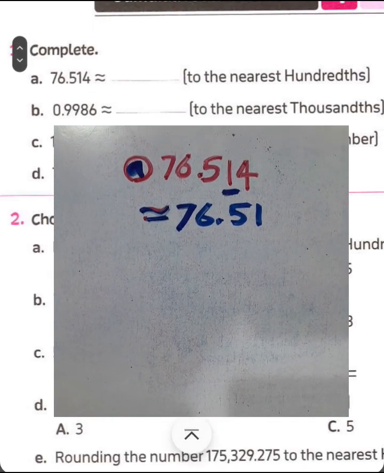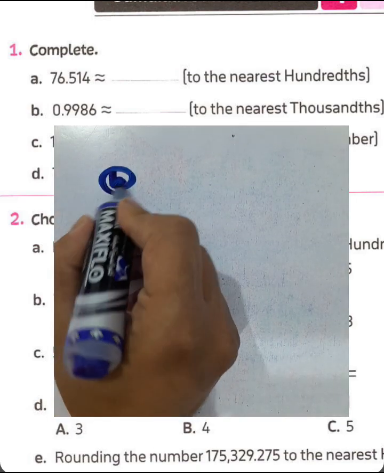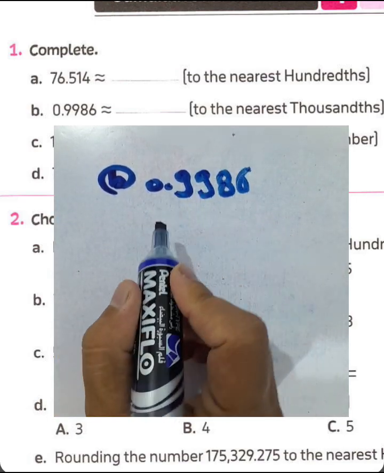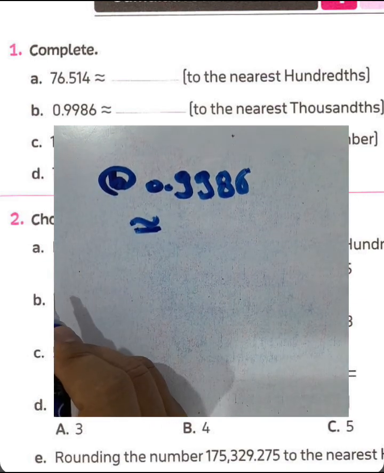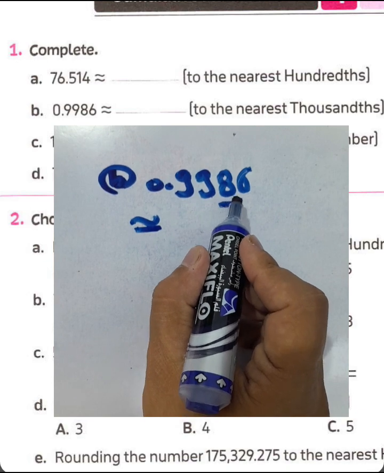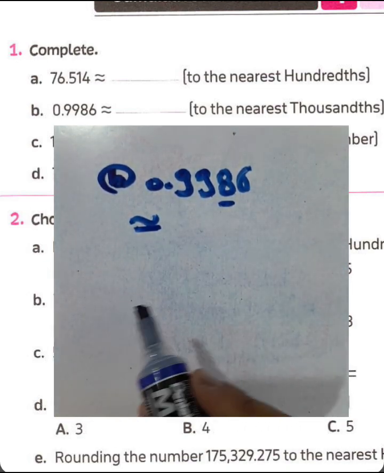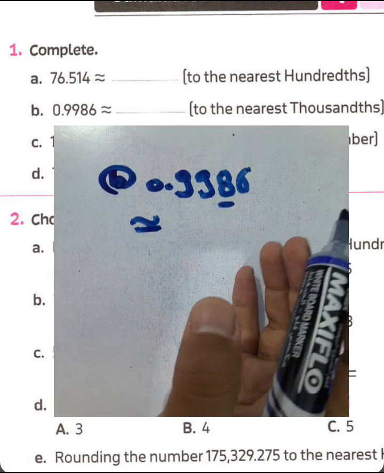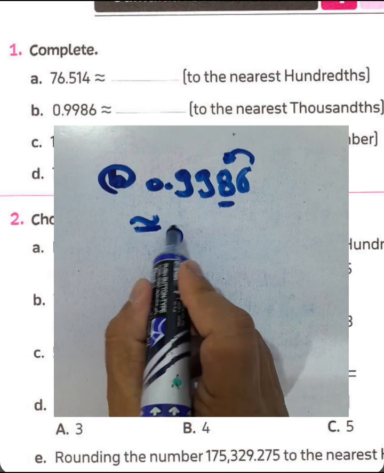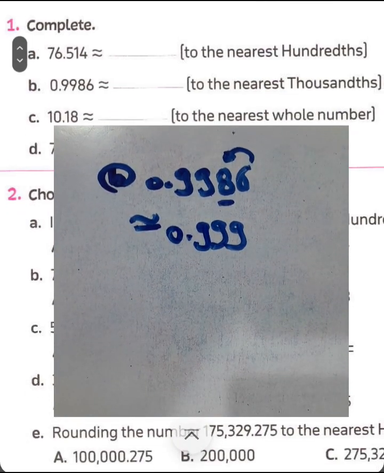Letter B, 0.9986 approximating to the nearest thousandth. The thousandths digit here was 9 or 8? It will be 9 because 6 is greater than 5. Any digit greater than or equal to 5 can give 1. The digit on the left-hand side, 6 gives 1 to this number, so it will be 9. 0.999. Okay.